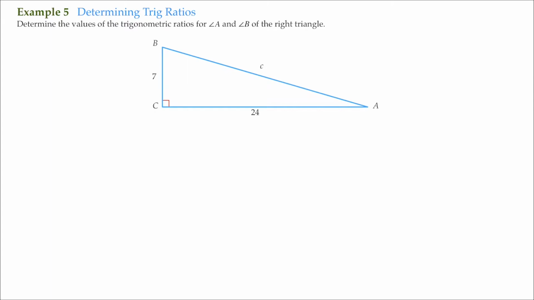So this particular problem says determine the values of the trigonometric ratios for angle A and angle B of the right triangle. And of course we have this graphic here of this right triangle, and it's labeled angle A, B, and C. And a couple of things I want to point out is we're looking for the ratios. A trigonometric ratio, a ratio is written as one value over another value. Keep that in mind. So we're looking for the ratios related to angle A and angle B.